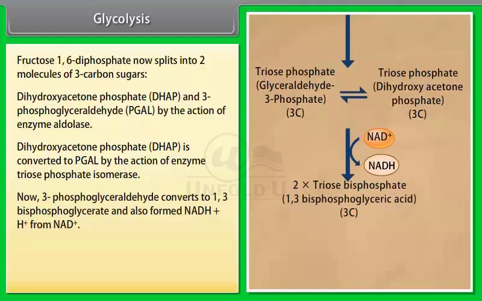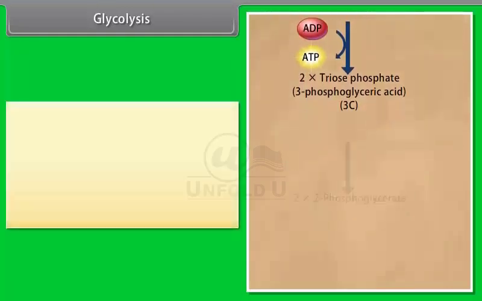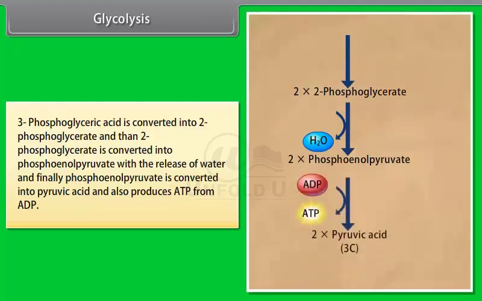Now 3-phosphoglyceraldehyde converts to 1,3-biphosphoglycerate and also formed NADH plus H plus from NAD plus. 1,3-phosphoglycerate is converted into 3-phosphoglyceric acid and it also produces ATP from ADP. 3-phosphoglyceric acid is converted into 2-phosphoglycerate and then 2-phosphoglycerate is converted into phosphoenol pyruvate with the release of water, and finally phosphoenol pyruvate is converted into pyruvic acid and also produces ATP from ADP.